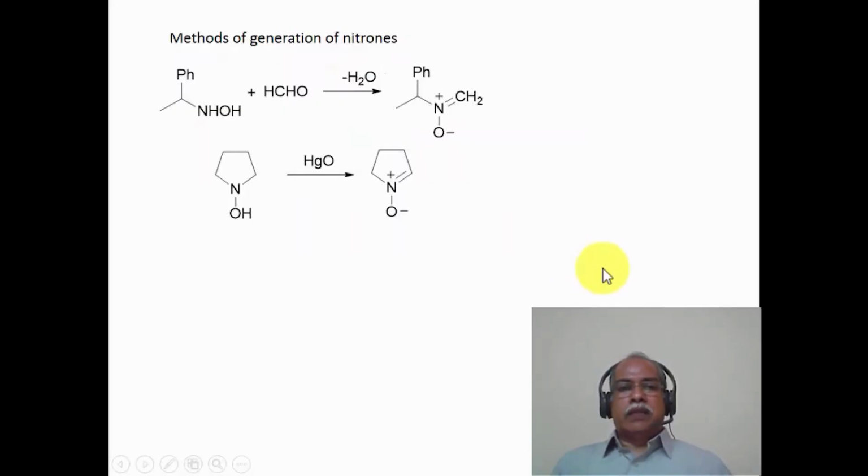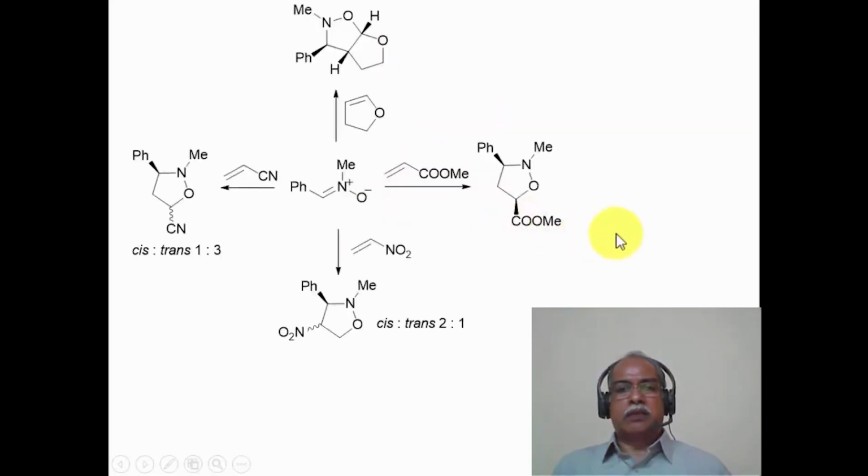Now let us look at the method of generation of nitrone first. Nitrones are generated by condensation of an aldehyde, in this particular case formaldehyde, with a secondary hydroxylamine. So this is an alkyl substituted hydroxylamine. The condensation, essentially with the loss of water, produces nitrone as the derivative. Alternatively, from a tertiary hydroxylamine, by oxidation using mercuric oxide, one can also produce the nitrone. So there are two methods of producing the nitrone which are illustrated in this particular example.